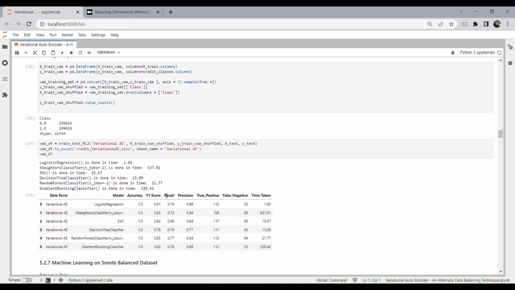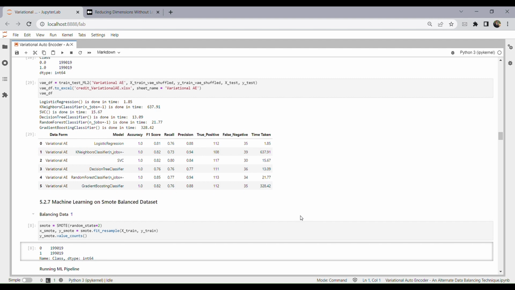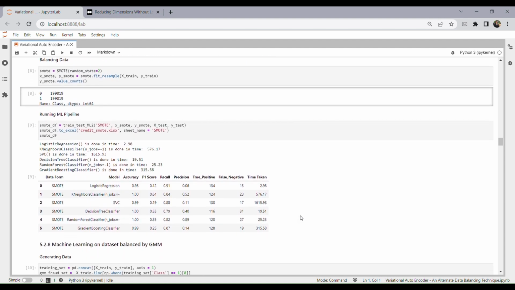After balancing, machine learning models were trained and tested, and these were the performances after balancing with variational autoencoder. We can see that these performances are in a close range, and each model has done similarly well for this particular balanced dataset. For SMOTE, when the models were trained, we can see that some models have done better than others, while the performance of some models was very bad, like logistic regression in that case.